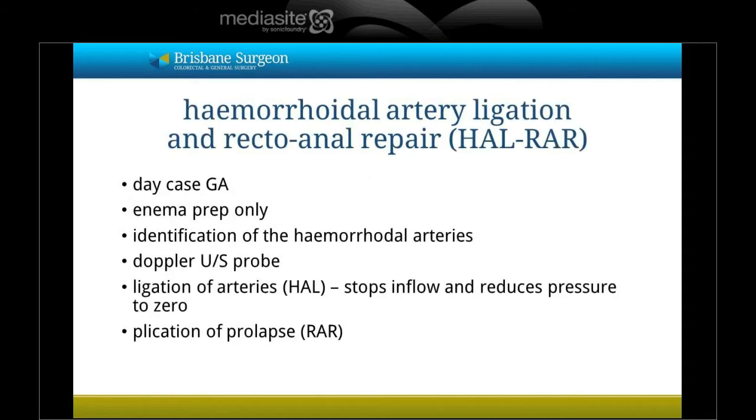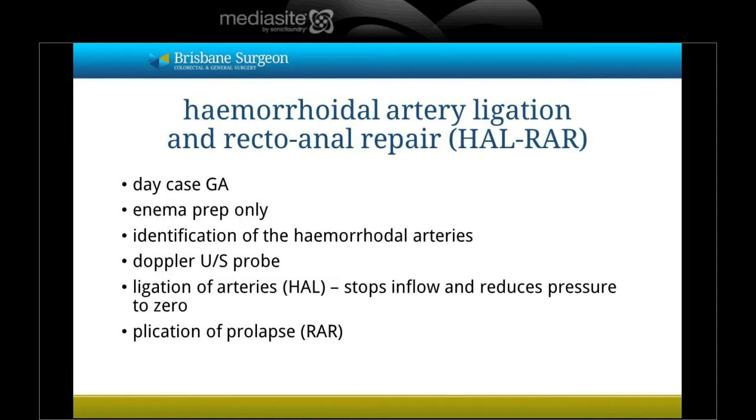The haemorrhoidal artery ligation and recto-anal repair procedure is a very effective way of dealing with problematic stage 1 hemorrhoids and any hemorrhoids that have a degree of prolapse, namely stages 2 to 4. It is done as a day case under general anesthesia. The patient requires an enema preparation only.